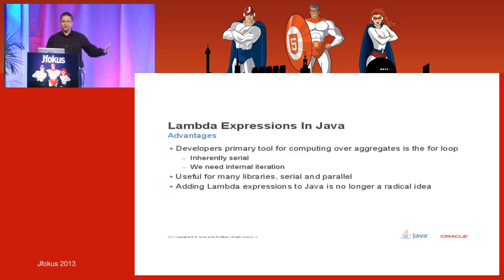We can do it through the use of anonymous inner classes, but we don't want to do it that way because it's too verbose, it's too unwieldy in terms of the syntax. So we need libraries which are going to handle the idea of serial and parallel processing in the same way. So we don't want to worry about, is it happening in serial, is it happening in parallel? And really adding Lambda expressions to Java, it's just no longer a radical idea. It's just got to happen, so let's just get it done and allow people to use them.